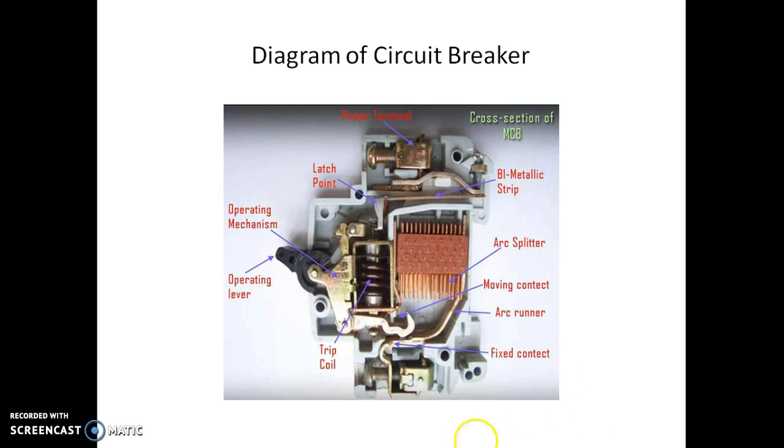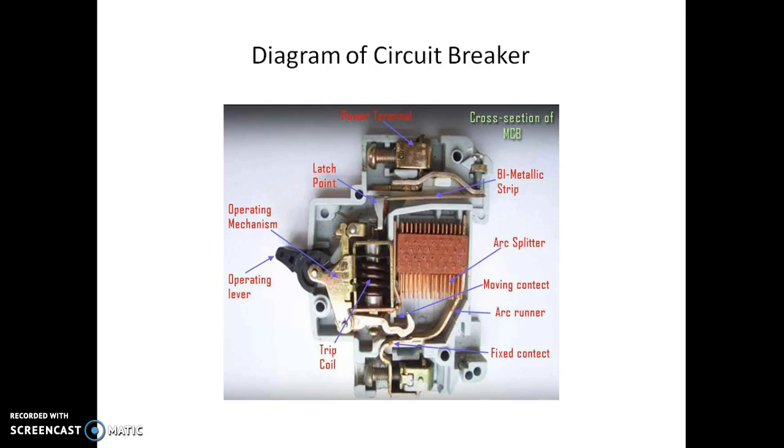So this is the fixed contact and this is the moving contact. And under normal conditions, the fixed contact will be intact with this movable contact. And whenever the fault occurs, the movable contact will move away in this direction from the fixed contact, thereby breaking the circuit.